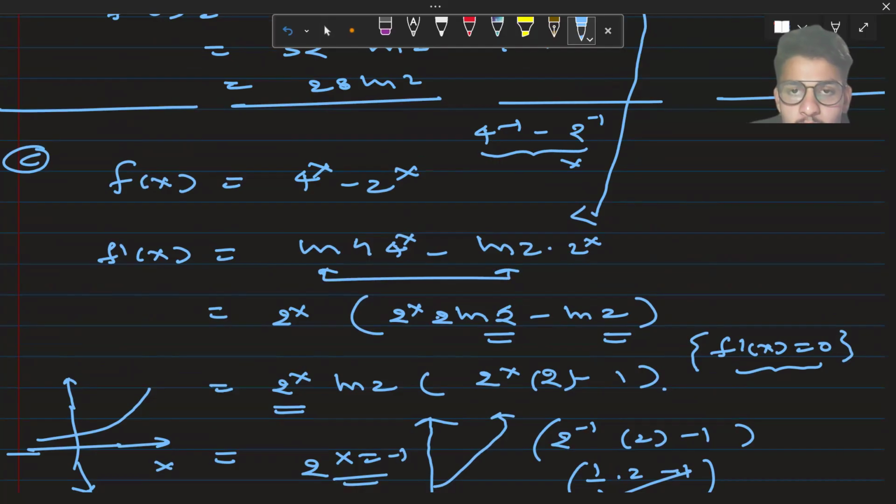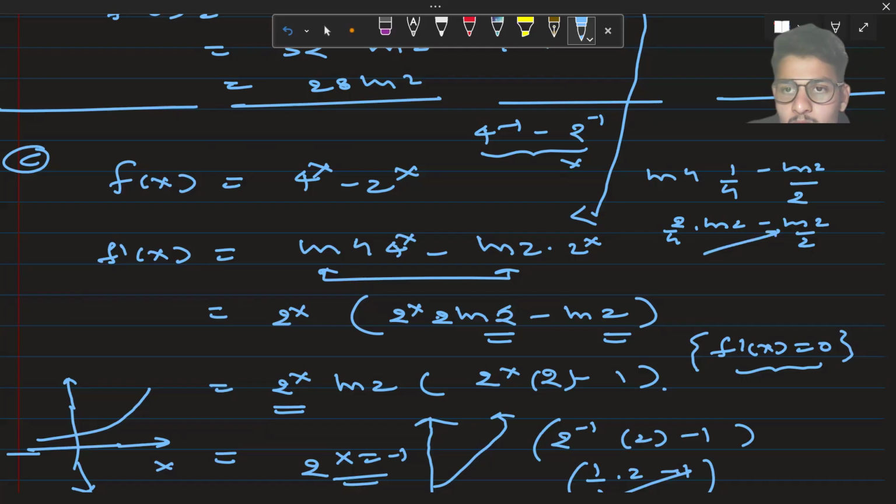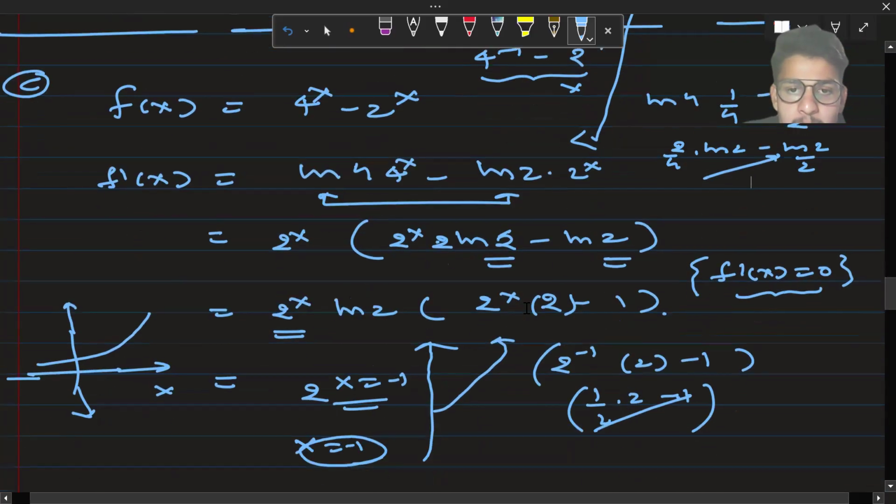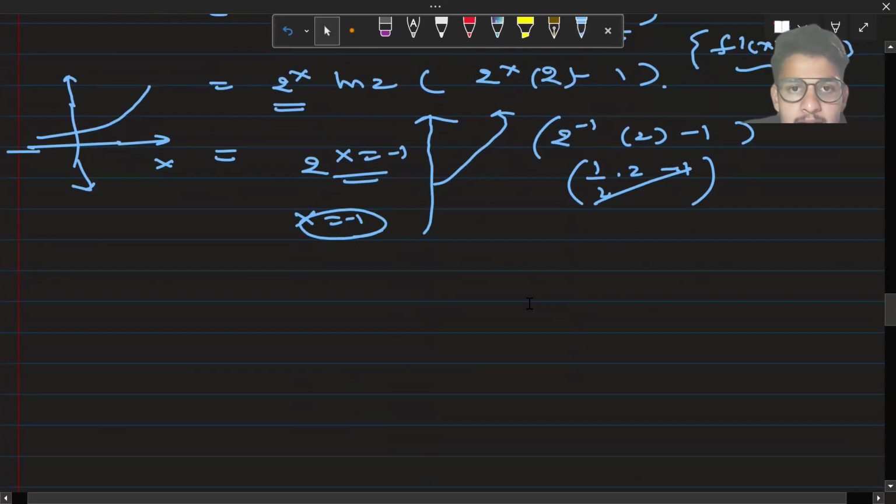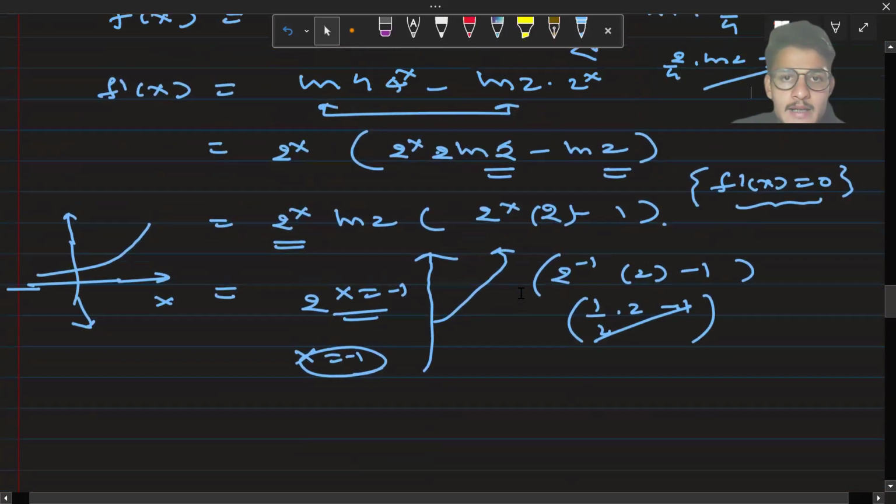Okay, f dash. We are talking about the f dash. So ln 4 divided by 1 by 4 minus ln 2 divided by 2. And here 2 will come, so 1 by 4 into ln 2 minus ln 2 by 2. So you will see ln 2 minus ln 2 will become 0. So at minus 1, this function's f dash is 0.